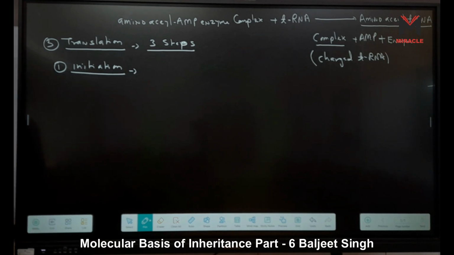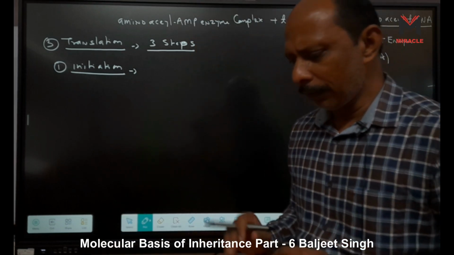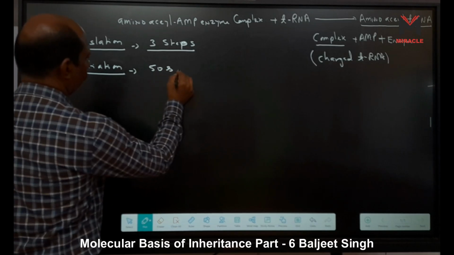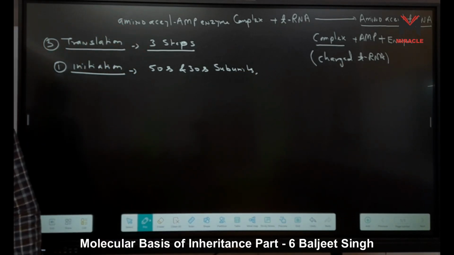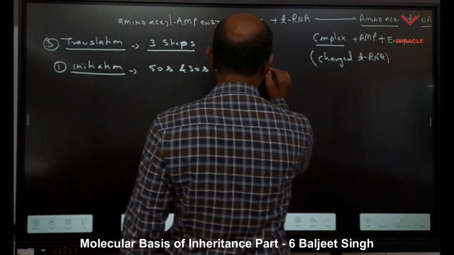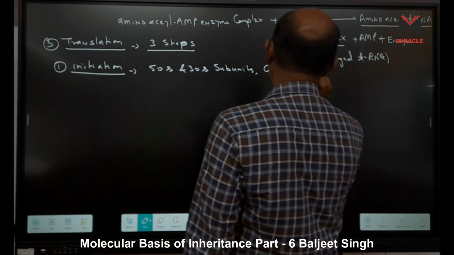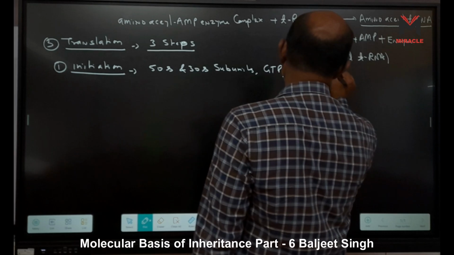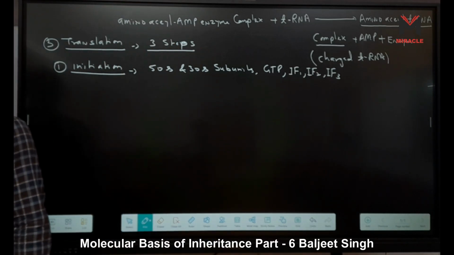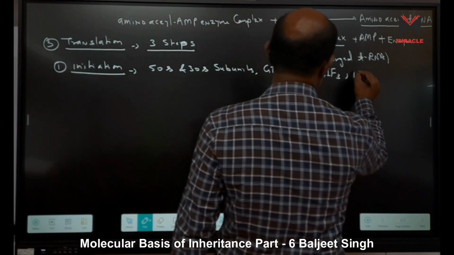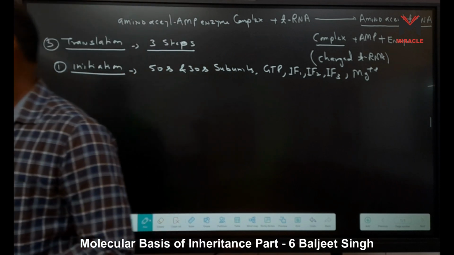First, because we are discussing prokaryotic translation, we need subunits: 50S and 30S subunits. Second, transfer RNA. GTP or energy, right? Third, for initiation we need initiation factors IF1, IF2, IF3, so these are initiation factor 1, factor 2, factor 3. Some ions we need, like magnesium, Mg2+. So these are the essential things we need here.